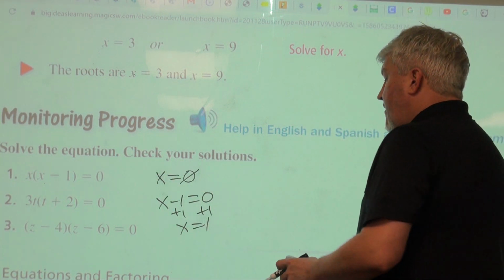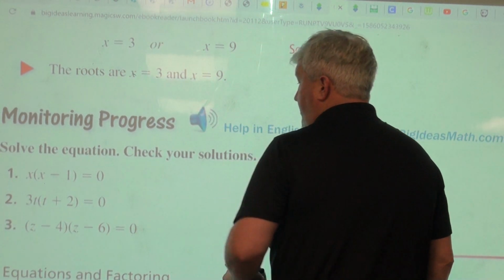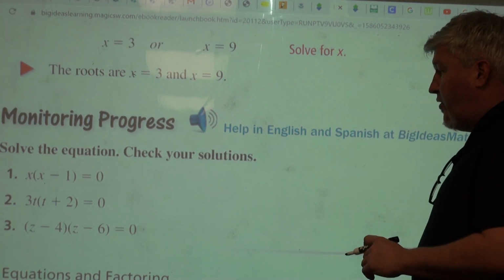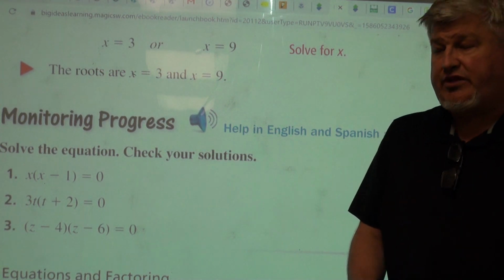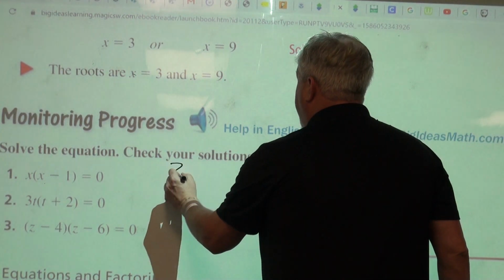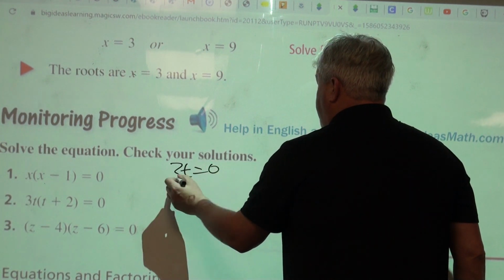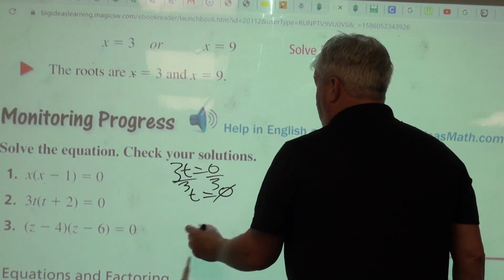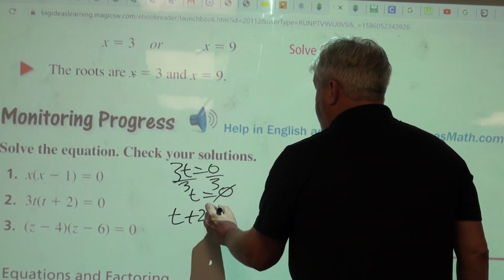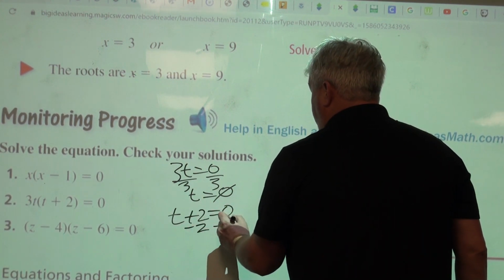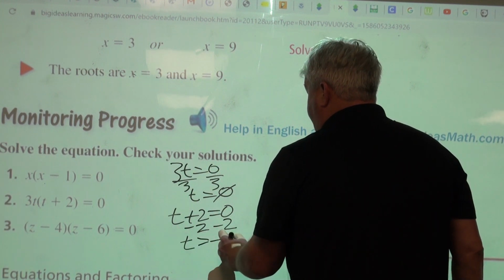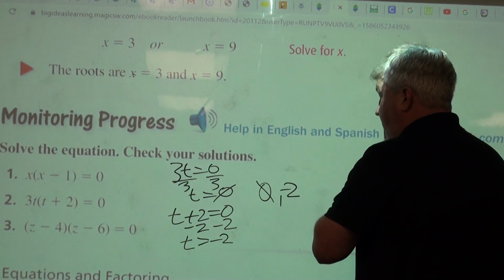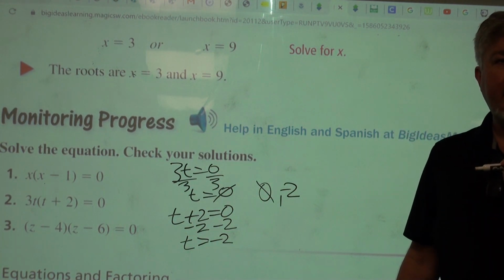All right. Number 2. 3t times (t plus 2) equals 0. So set both terms equal to 0. 3t equals 0. Divide by 3 on both sides. t equals 0. Or t plus 2 equals 0. Subtract 2 from both sides. t equals negative 2. So your options for this are 0 or negative 2. Either one gives you the answer of 0.